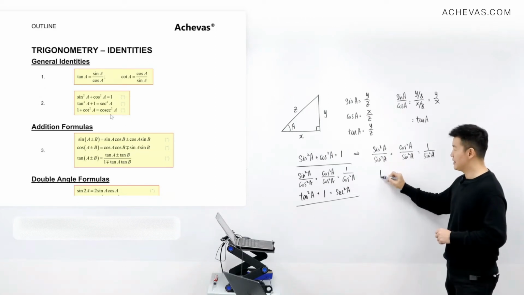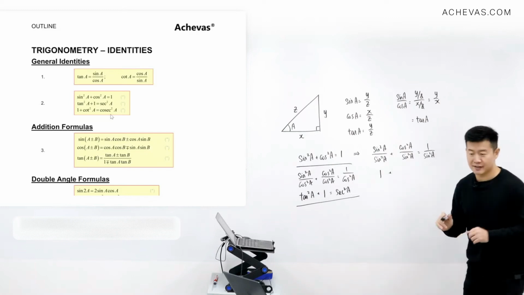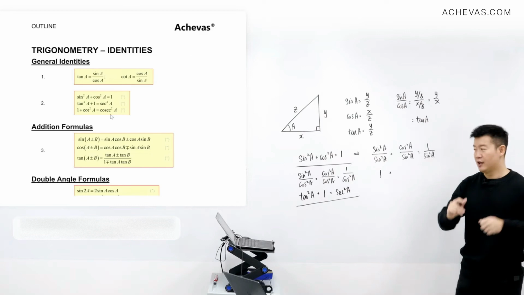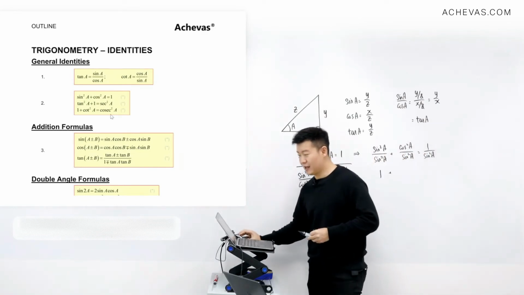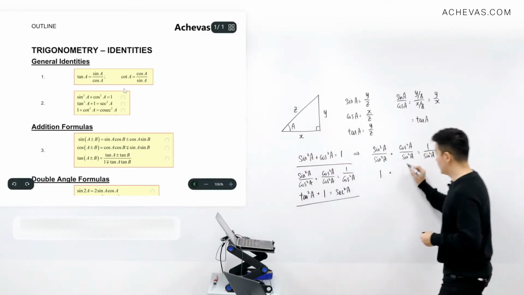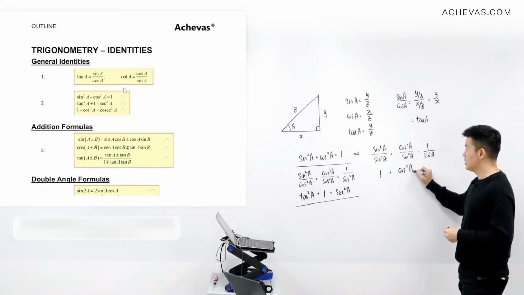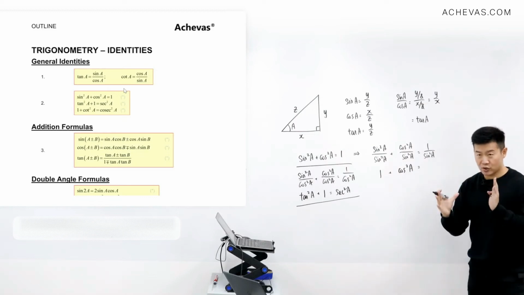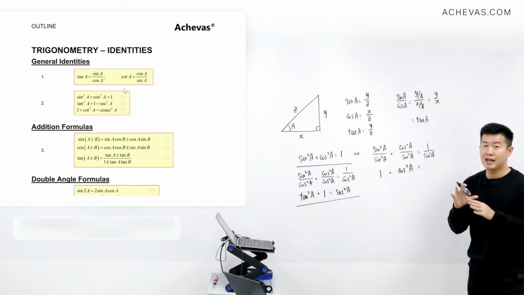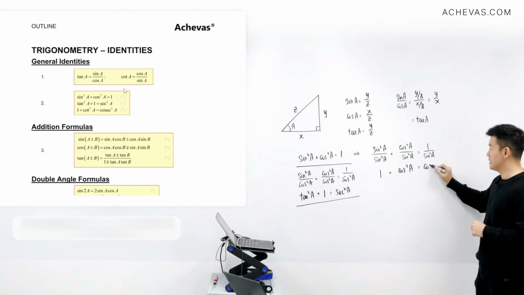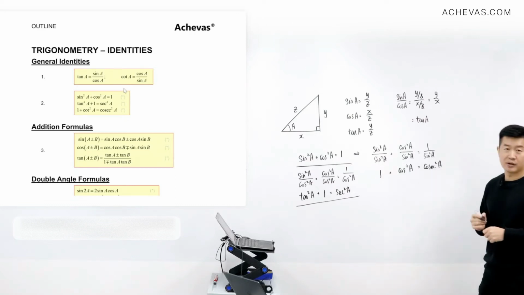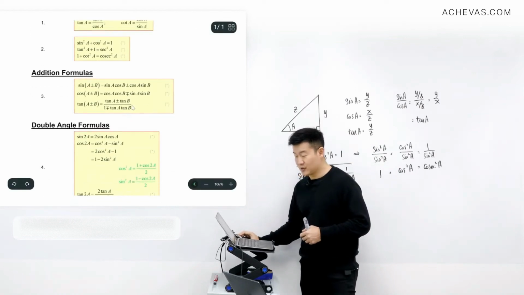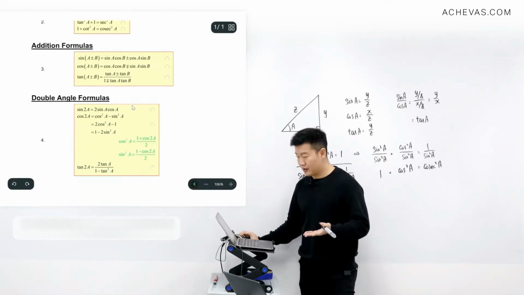So this divided by this is 1. As for this divided by this, it is the same as cosine A divided by sine A, the whole thing squared. And cosine A divided by sine A is cotangent A. So this is cotangent square A. And this is like 1 over sine A, the whole thing squared. So we have cosecant A, the whole thing squared, which means that this is equal to cosecant square A.